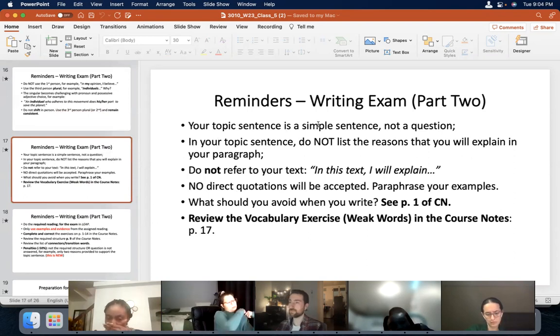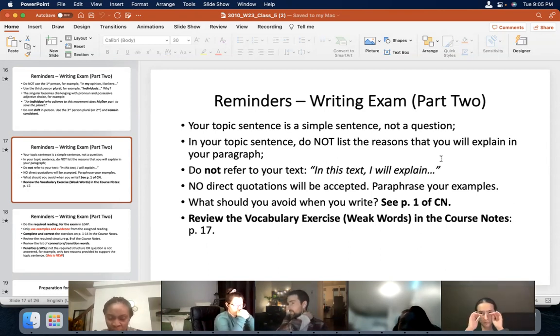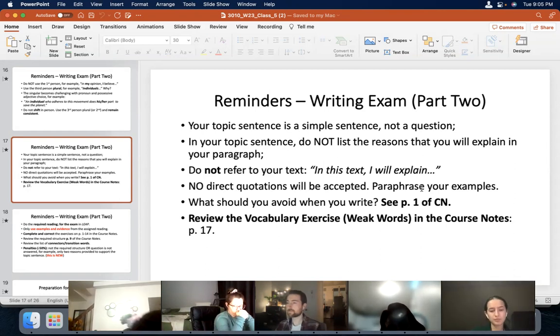Here, the topic sentence is a simple sentence. It's not a question. Your topic sentence is your point of view. In your topic sentence, do not list the reasons that you will explain in your paragraph. Do not refer to your text, for example, "In this text, I will explain." It's too personal. No direct quotations will be accepted. You must paraphrase your examples from the book.